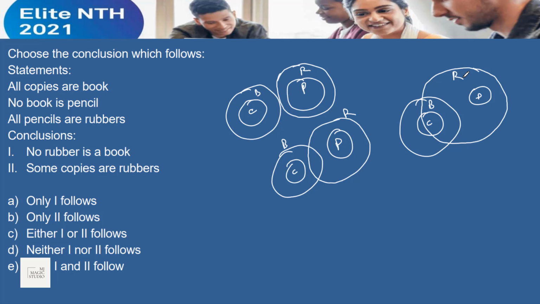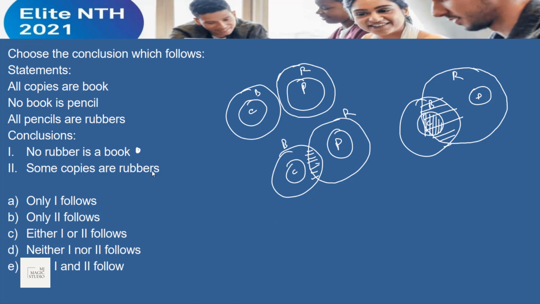So the rubber set can be a disjoint set with these two, or it can be a part of book, or it can be a part of book or copies both. So here no rubber is a book, but here few rubbers are book. Here also few rubbers are book. I'm not sure whether conclusion 1 follows in all the 3 or not. Number 2, some copies are rubber. Here no copy is rubber. Here also no copy is rubber. But here some copies are rubber.